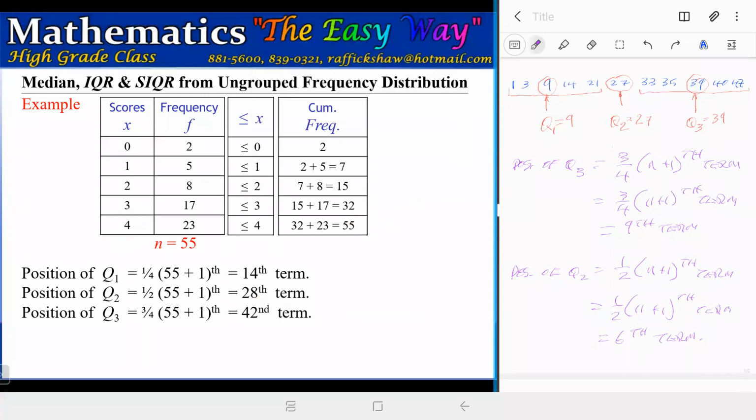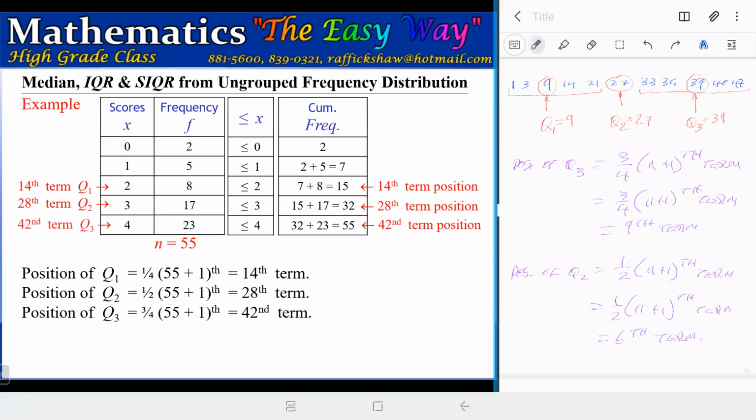So see here now, the 14th term is in there. The 28th term is one of those. See that on the table, you know. And the 42nd term is one of those. And then those are the terms over on the left side. So the 14th term, Q1, is 2. The 28th term is a 3. And the 42nd term is a 4.